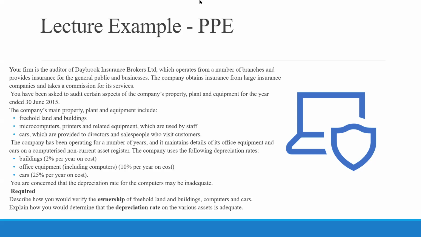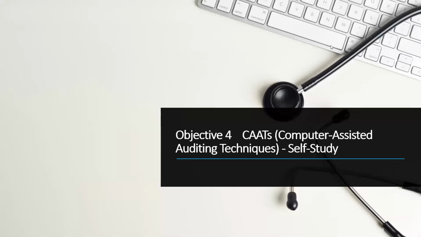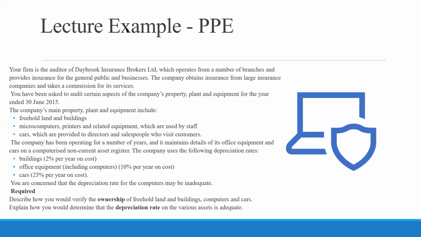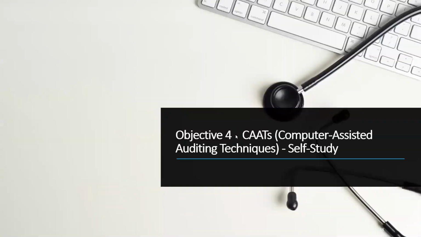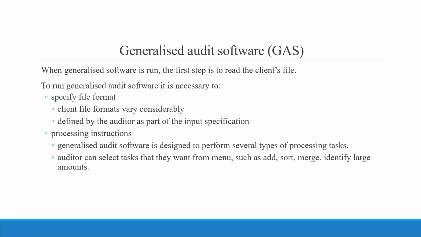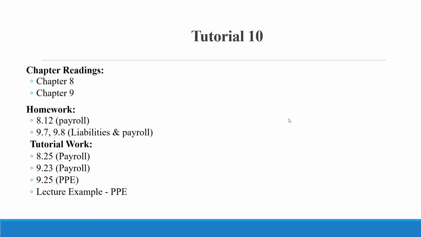Okay. So I think this example will also be further covered in your tutorial question. So more detailed solution will be provided later on. So this is the part for PPE audit. And the next objective is about the computer-assisted auditing techniques for self-reading. And in the final page, those are the tutorial questions. So please further think about the lecture example in addition to the other 3 tutorial questions. And we are going to discuss that in the next week tutorial.